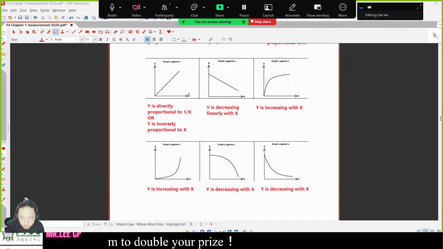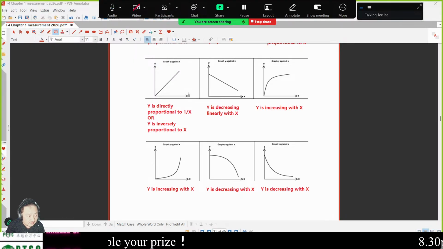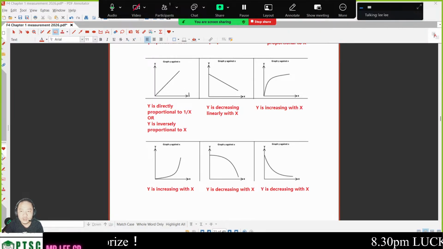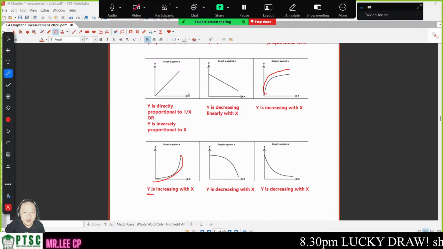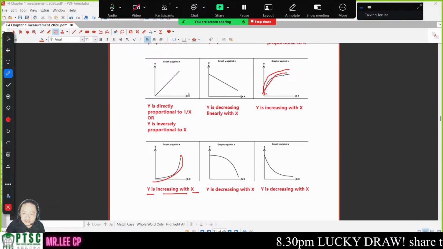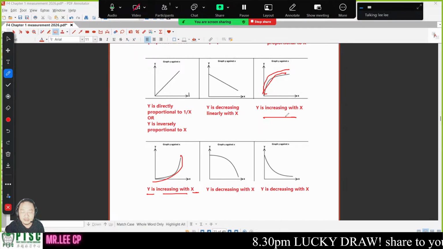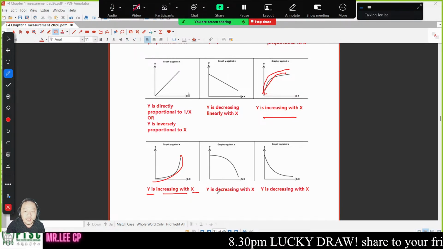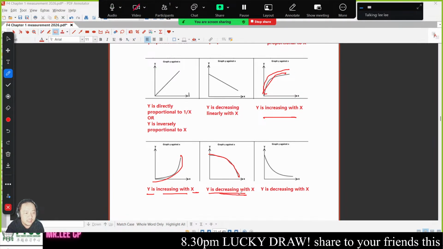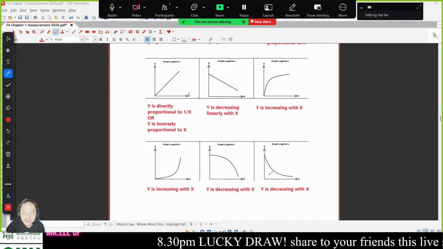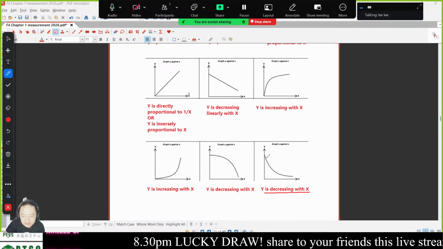Now, if the graph goes down this way, we can say y is decreasing linearly with x. Next, if it has no specific pattern, or goes this way, you can say y is increasing with x. And if it is going down this way, it is called decreasing with x. Y is decreasing with x. And lastly, y is decreasing with x this way.